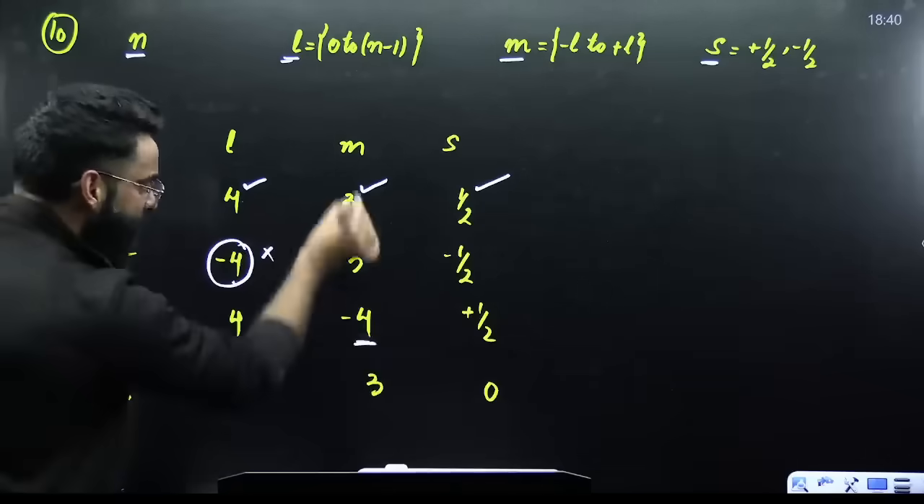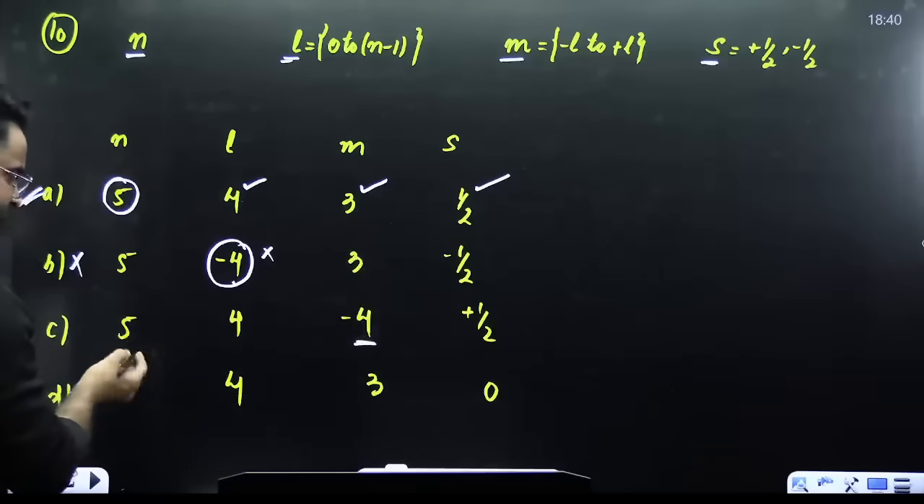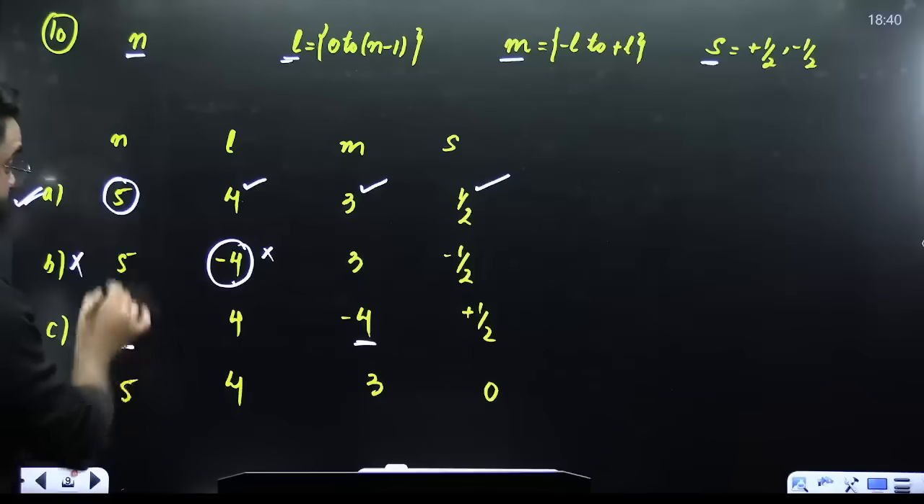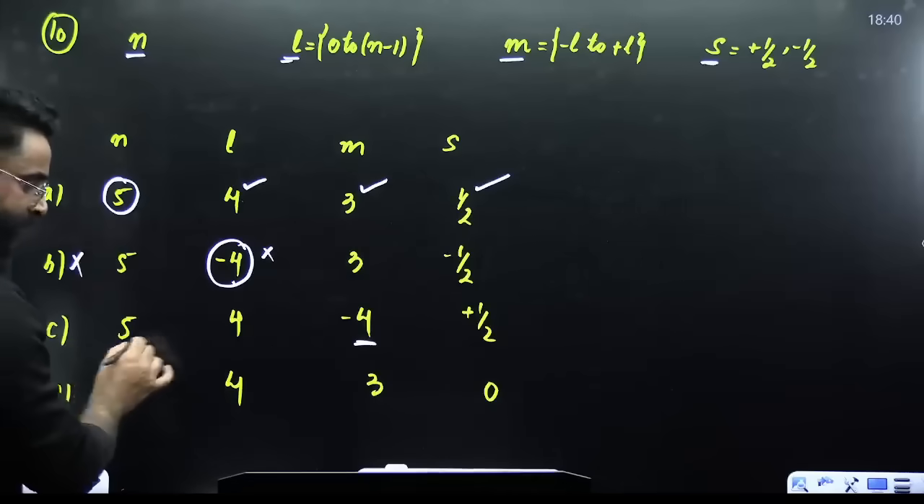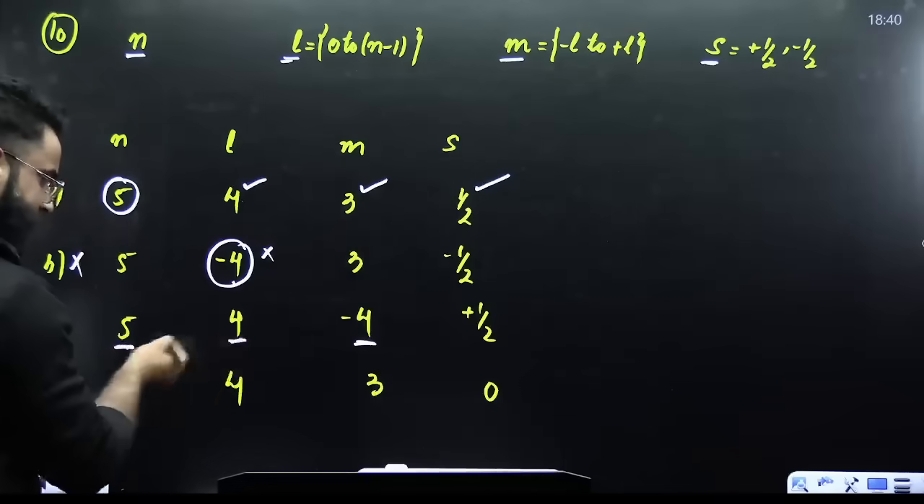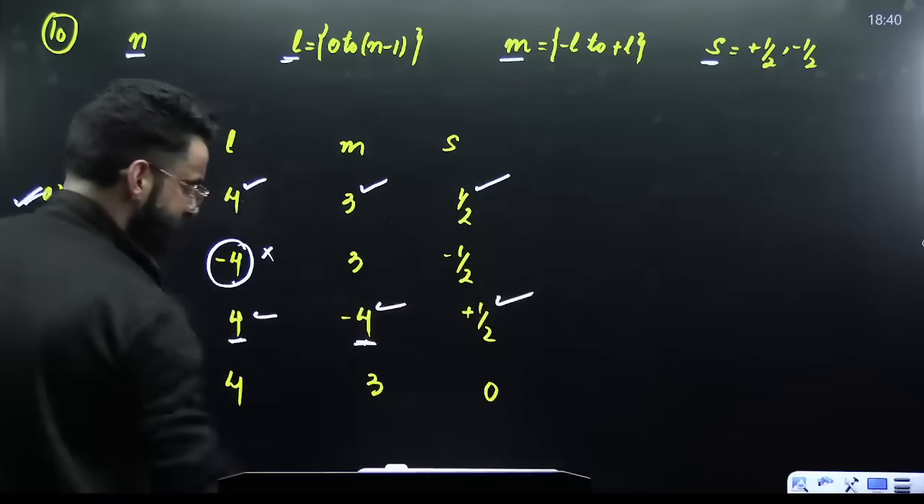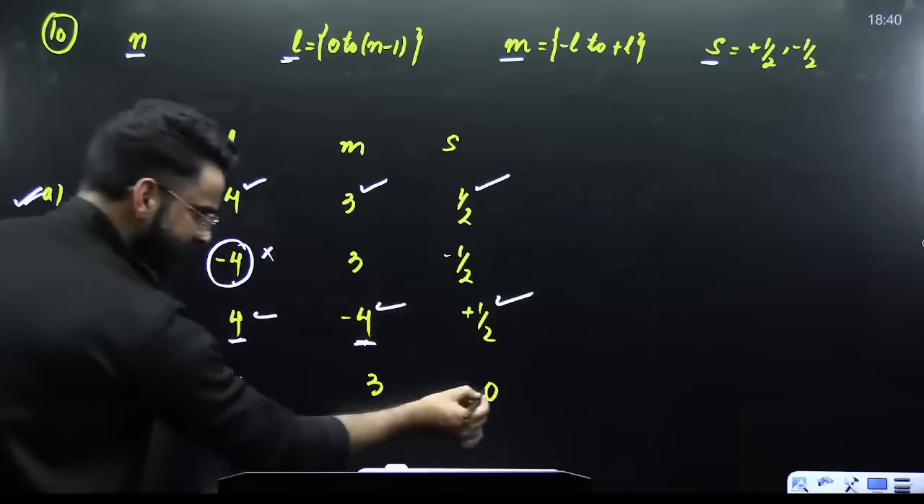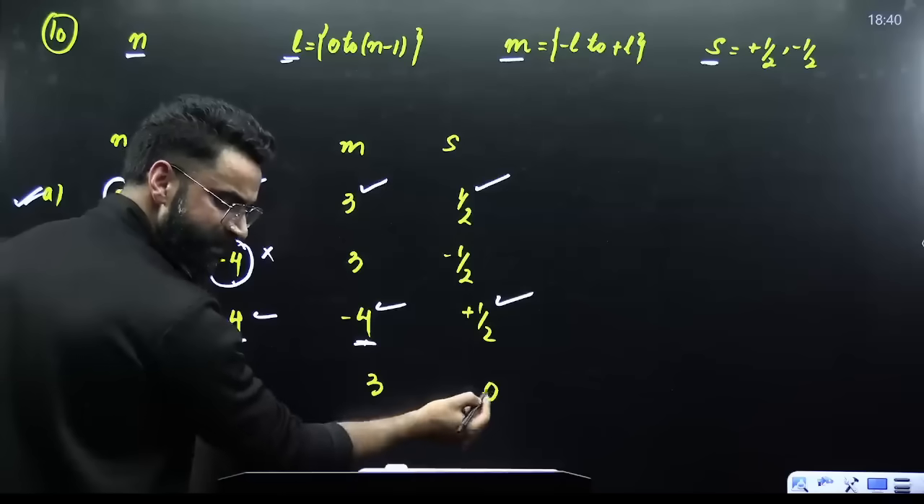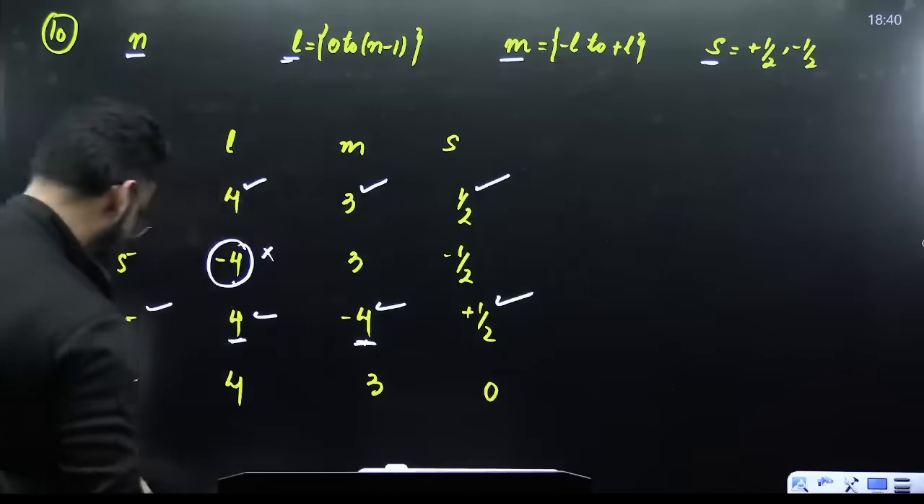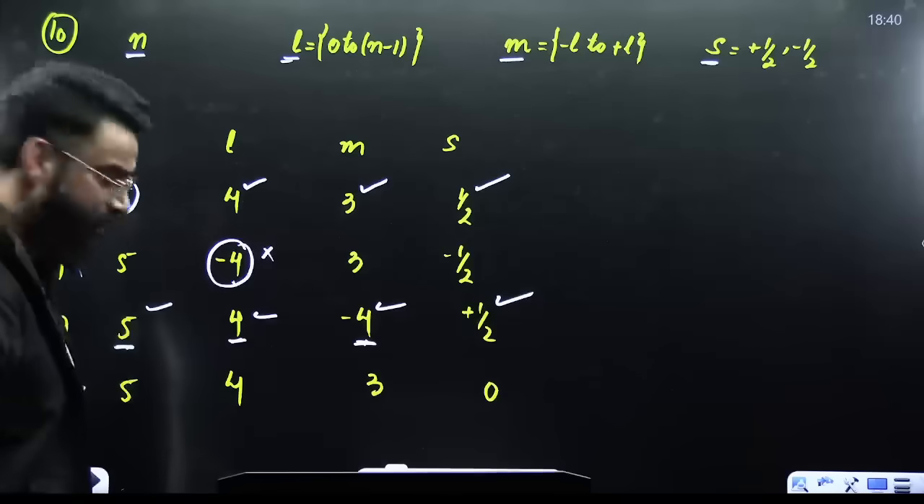Similarly, look at this one. The principal quantum number is 5 and the azimuthal quantum number is 4, so this is correct. Minus l to plus l, this is also correct. Plus 1 by 2, also correct. Now look at this one. Here you can see spin is 0. Spin cannot be 0. Spin can have only two values, plus 1 by 2, minus 1 by 2. So this is incorrect. This is how a short question is also asked.